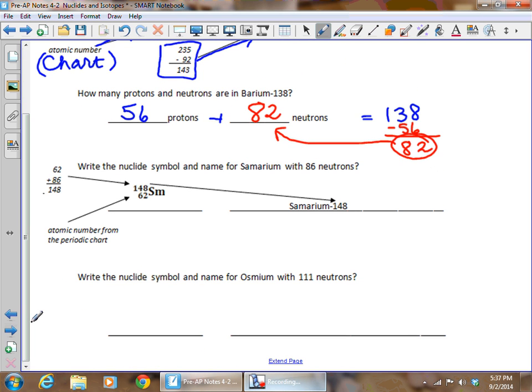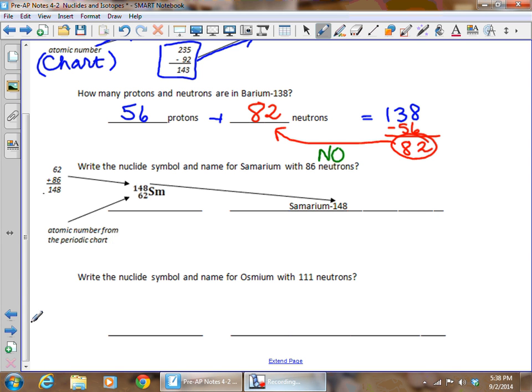The next section on your worksheet deals with writing the nuclide symbol and name for, in this example, samarium with 86 neutrons. Now, before we go any further, let me ask you, is that 86 neutrons going to appear anywhere on the symbol or name? The answer is no, it's not. Are we going to need it to find those values? Yes, we are. But the 86 itself will never appear, and the most common mistake on the worksheet is to put that 86 in for the mass number. That is not the mass number, that's the number of neutrons.